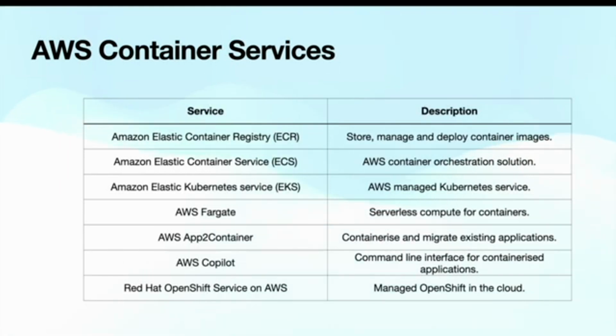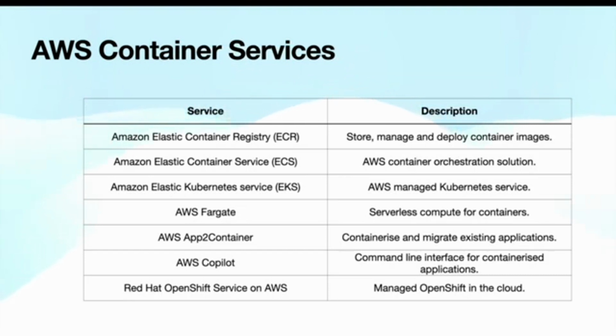Okay, these are the container services we have today in AWS. The first service we have is AWS Elastic Container Registry. Basically we can use it to store, manage and deploy container images. We are going to have a closer look in this session.